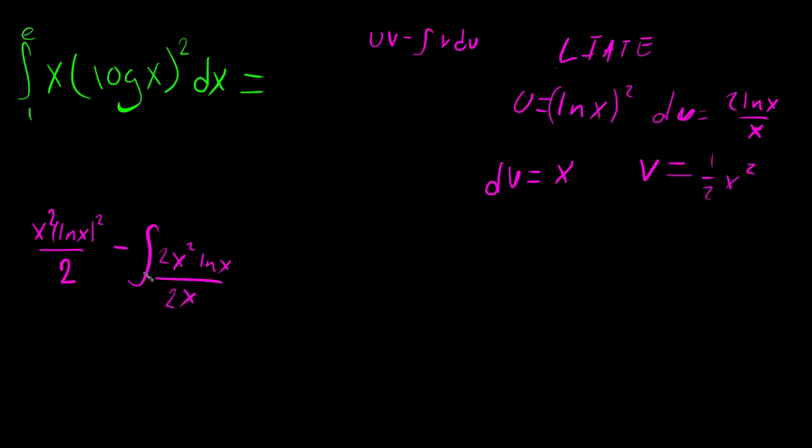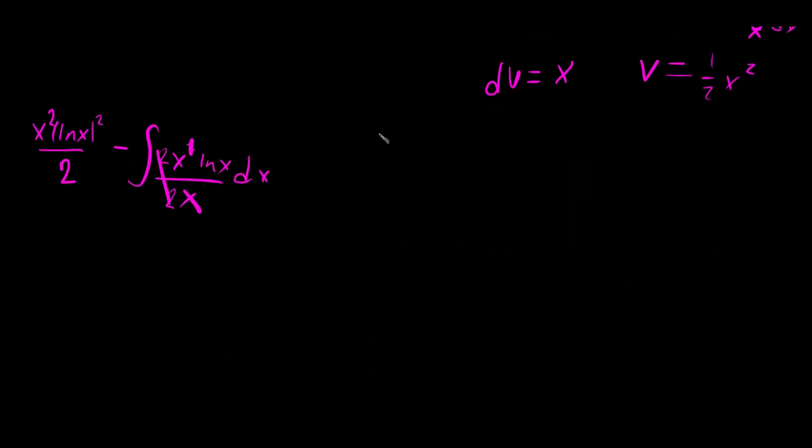The 2 from this will cancel, and then this will cancel with this. There should be a dx here. So this part of the expression ends up just being the integral of x ln x dx. To an extent, this is like an identity. We know this integral. If you've done integration by parts, you will have seen this integral.